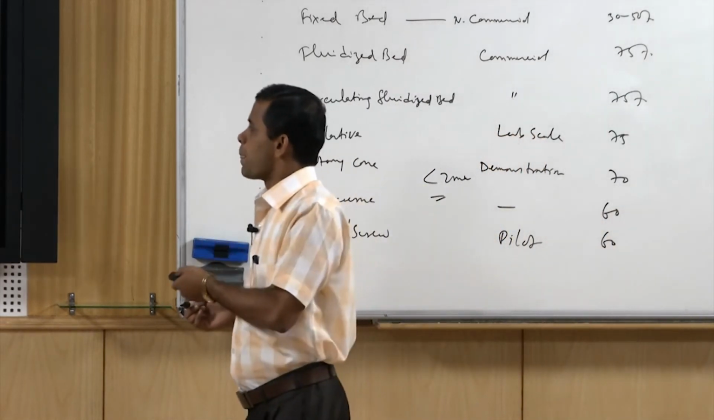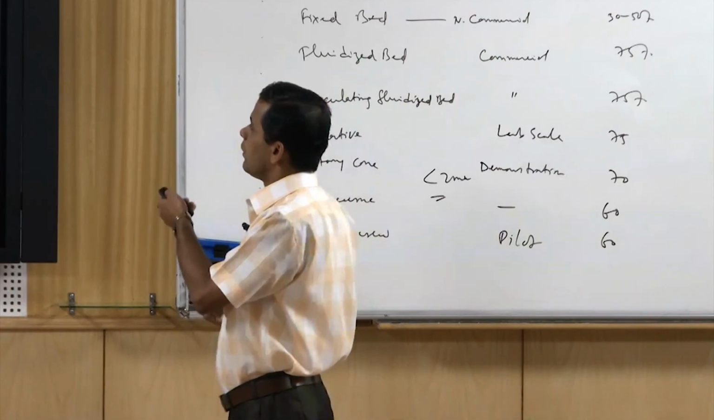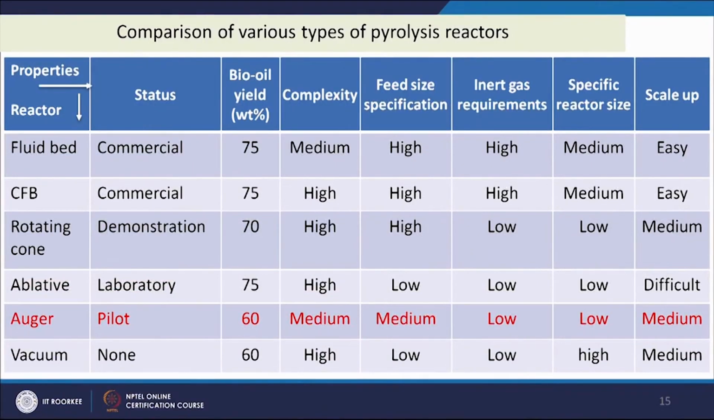So, this table gives us a comparison on feed size specification, inert gas requirement, specific reactor size, etc. On the basis of this information, it seems that the auger or screw type reactor, which has medium scale up difficulty, medium complexity and medium size specifications, may be superior, but it was developed at a later stage.